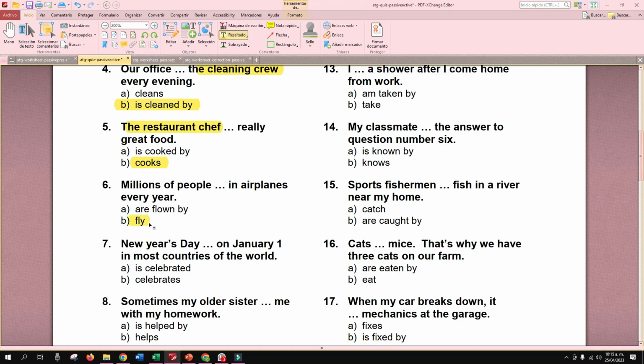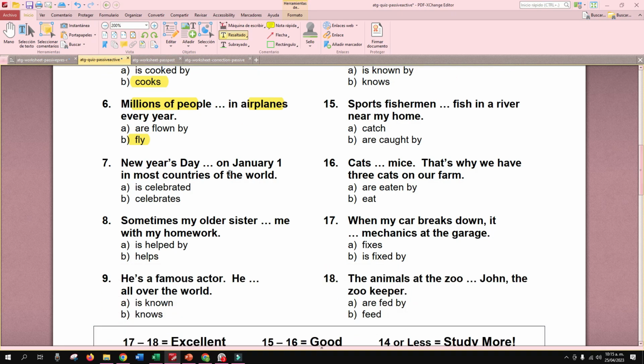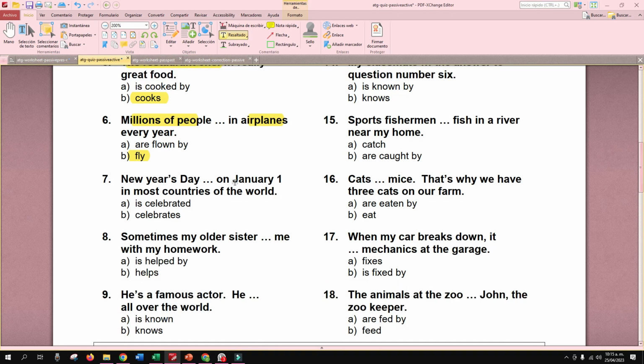Fly, right? So millions of people in airplanes fly. Excellent. New Year's Day on January 1st, in most countries of the world, is celebrated. Letter A, celebrated. New Year's Day is celebrated on January 1st. Excellent.